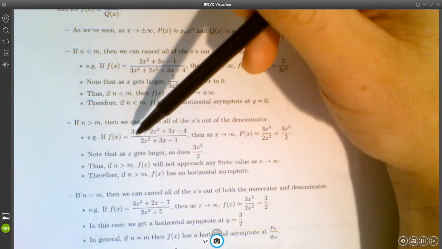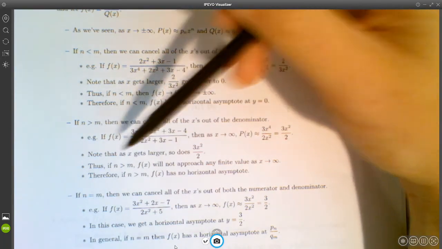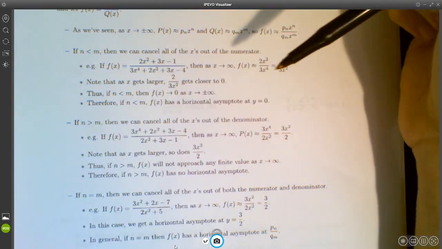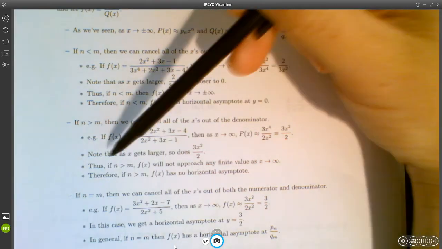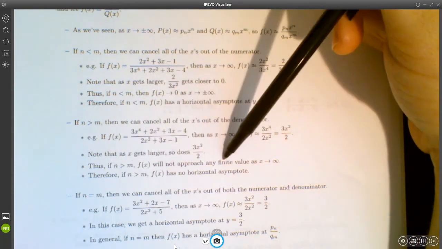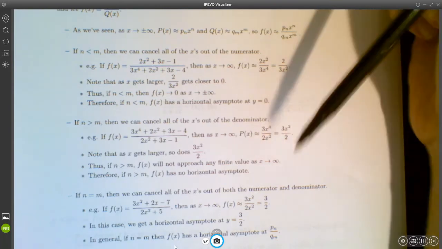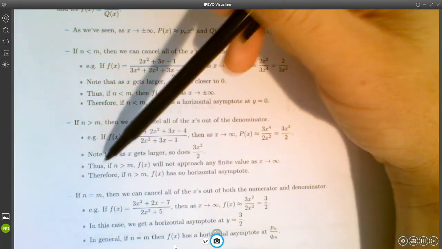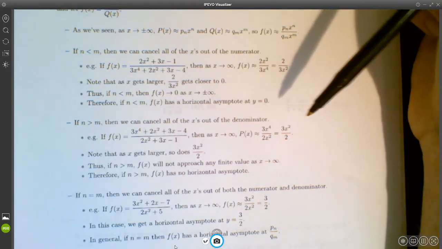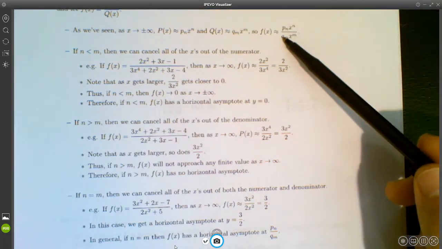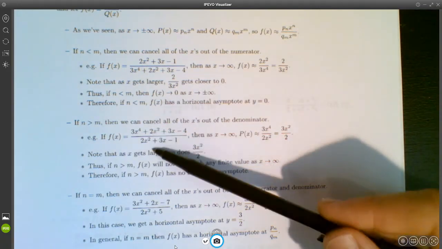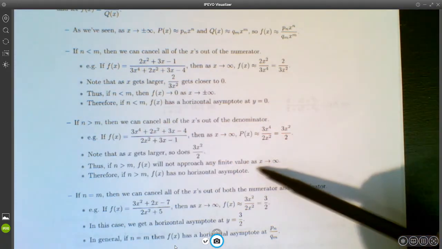Note that as x gets larger, so does 3x squared over 2. So, if n is greater than m, f of x will not approach any finite value as x approaches infinity. So if n is greater than m, then f of x has no horizontal asymptote. Okay? So if n is less than m, then there's a horizontal asymptote at 0. If n is greater than m, then there's no horizontal asymptote.